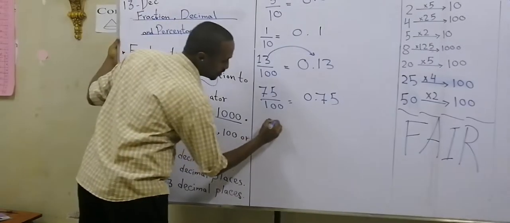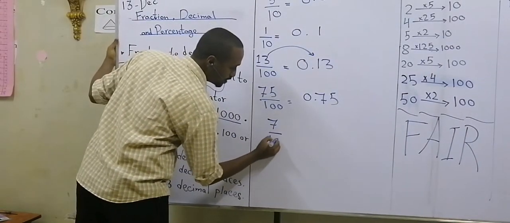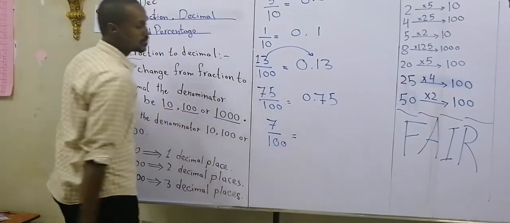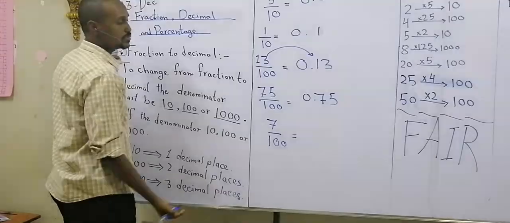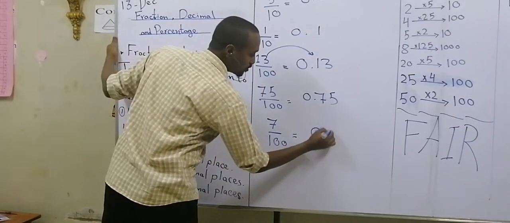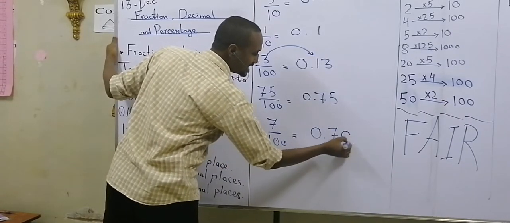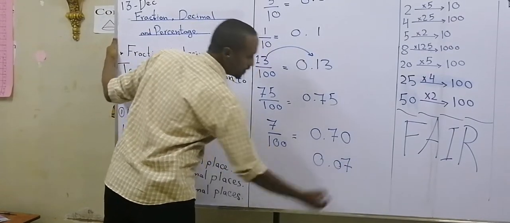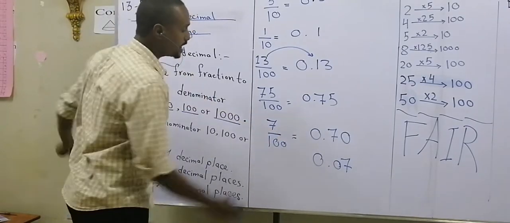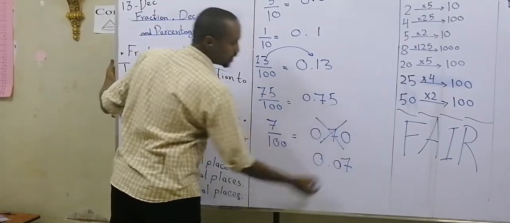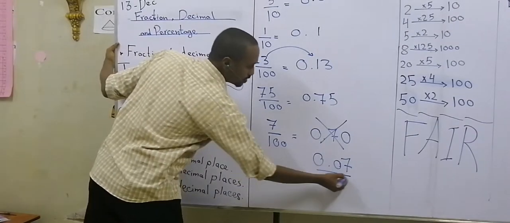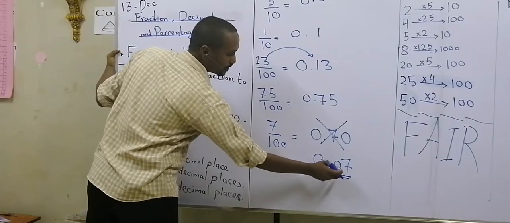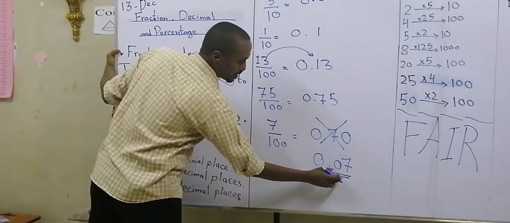So if you have only 1 digit here, and they told us we should write 2 decimal places, for example, 7 over 100. So 7 over 100, 100 that means 2 decimal places. 7 is only 1 digit. So are you going to write 0.7, 0, or 0.07? So 0.70 will change the number. So this is incorrect. The correct answer, 0.07. We're going to put 0 on the left between 7 and the point.